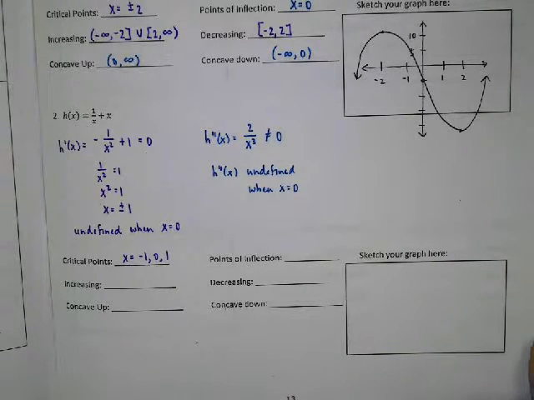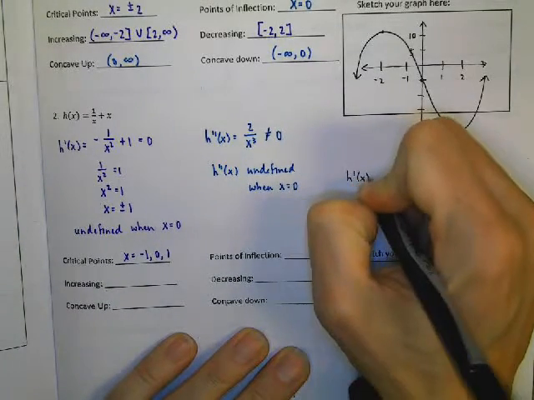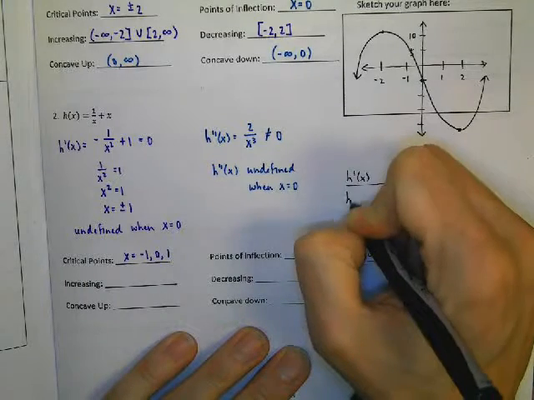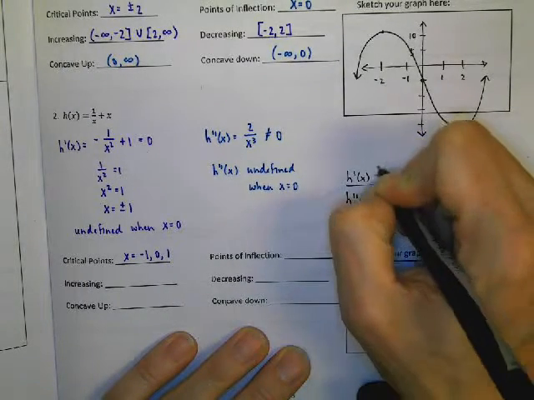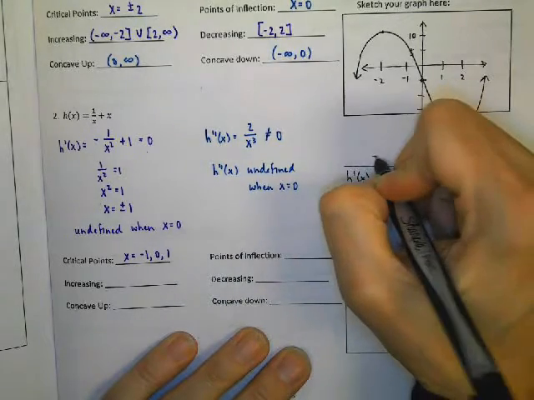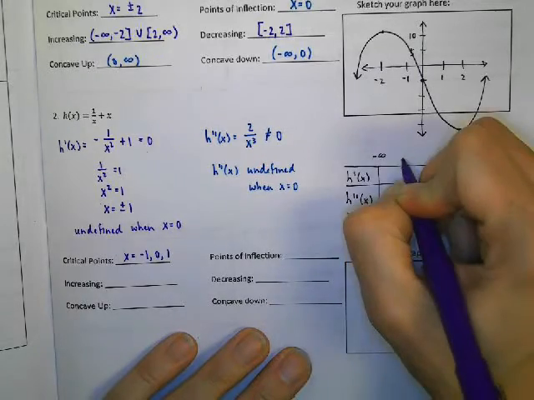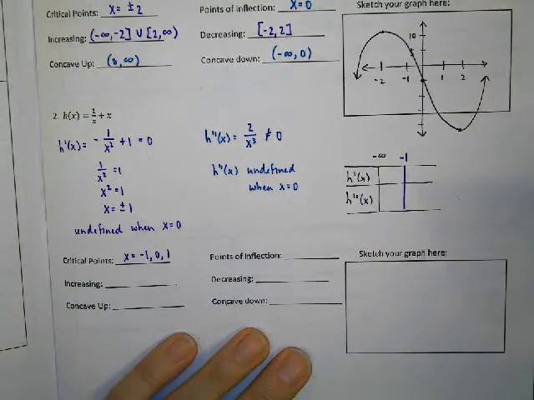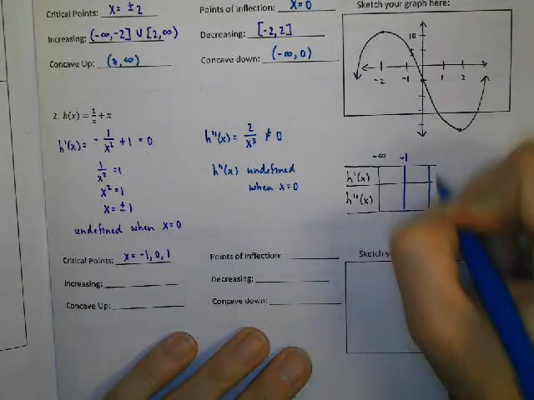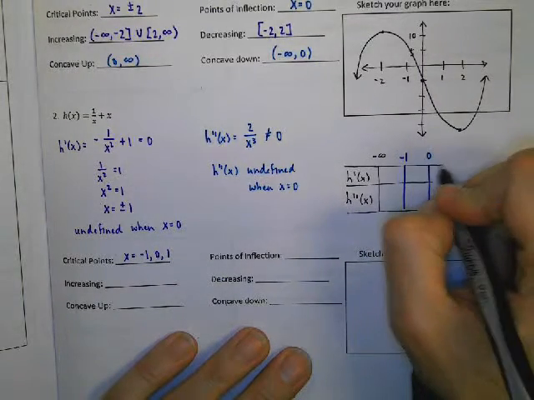Okay, so now we've got all that information, so we're going to go ahead and make our table. And so again, I'm going to set it up. I have my derivative and my second derivative. And we're going from negative infinity. Then I have my critical point, negative 1. My second derivative is undefined at 0. Extend my table here.